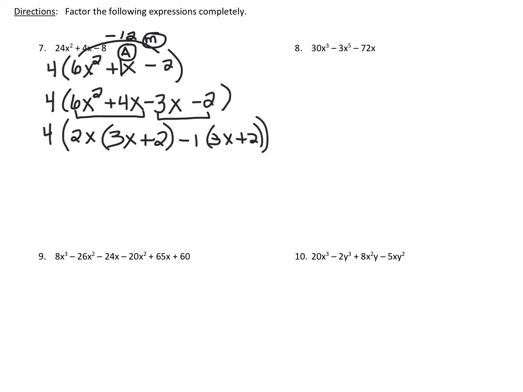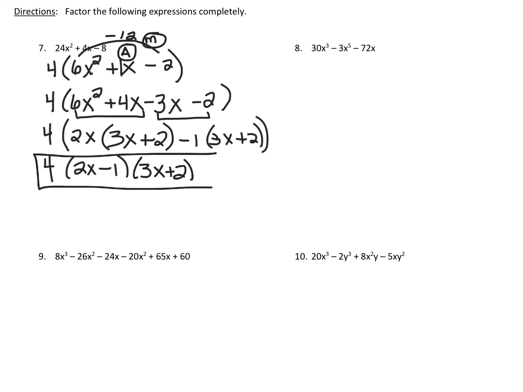So basically, we're going to take this 4 and bring it down. I'm going to take what's in front of my common parentheses, so the 2x minus 1, and I'll group that together. And then I'm just going to take my common parenthesis of the 3x plus 2, and I'm going to rewrite that just once. Okay, not twice, just once. And that is fully factored.